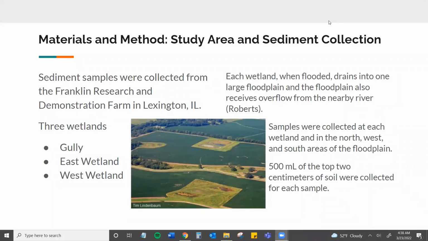For this experiment, I collected sediment samples from the Franklin Research and Demonstration Farm in Lexington, Illinois. There are 3 plots of land that drain into 3 separate wetlands, the gully, the east wetland, and the west wetland as seen in the photo. So rainfall and groundwater accumulate in the soil and then enter the tile system, draining into the separate wetlands. Each wetland, when flooded, drains into one large floodplain, and the floodplain also receives overflow from a nearby river.